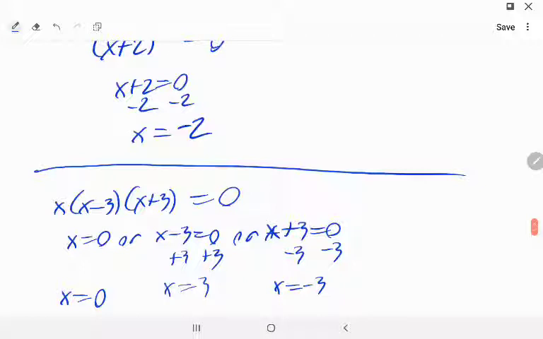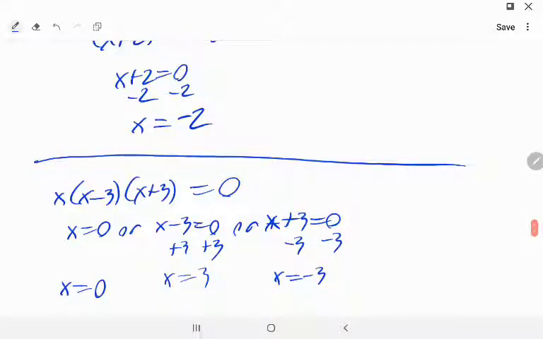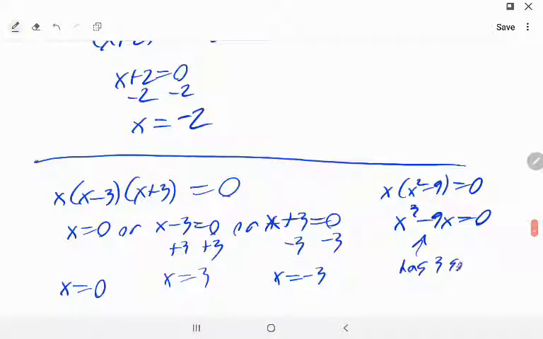So we have 3 solutions this time, and you notice that if this had been written as a polynomial, we could have written it as x times x squared minus 9 equals 0, or as x cubed minus 9x equals 0. So that equation, x cubed minus 9x equal to 0, has 3 solutions, which is reasonable because it's degree 3. The polynomial is degree 3, so we're going to have up to 3 solutions.